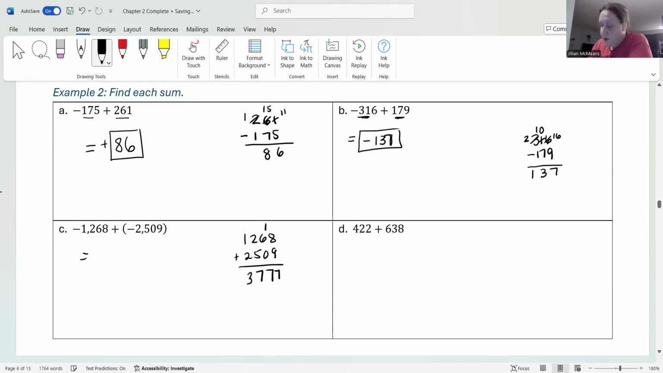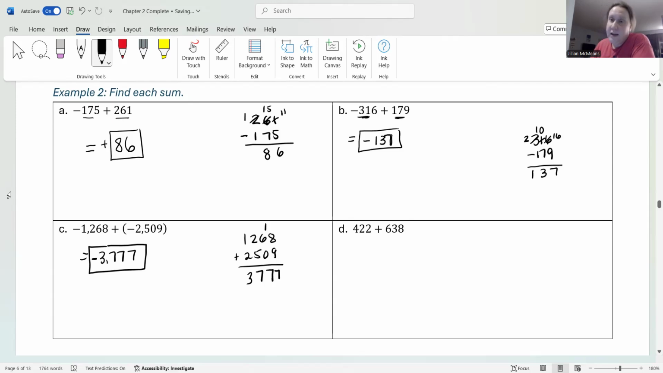So my final answer is definitely 3,777. But is it positive or is it negative? Well, I had negative and I added more negative to it, so I have like a whole bunch of negatives. So my final answer is going to remain negative. So you add two numbers with the same sign, you add and keep the sign.